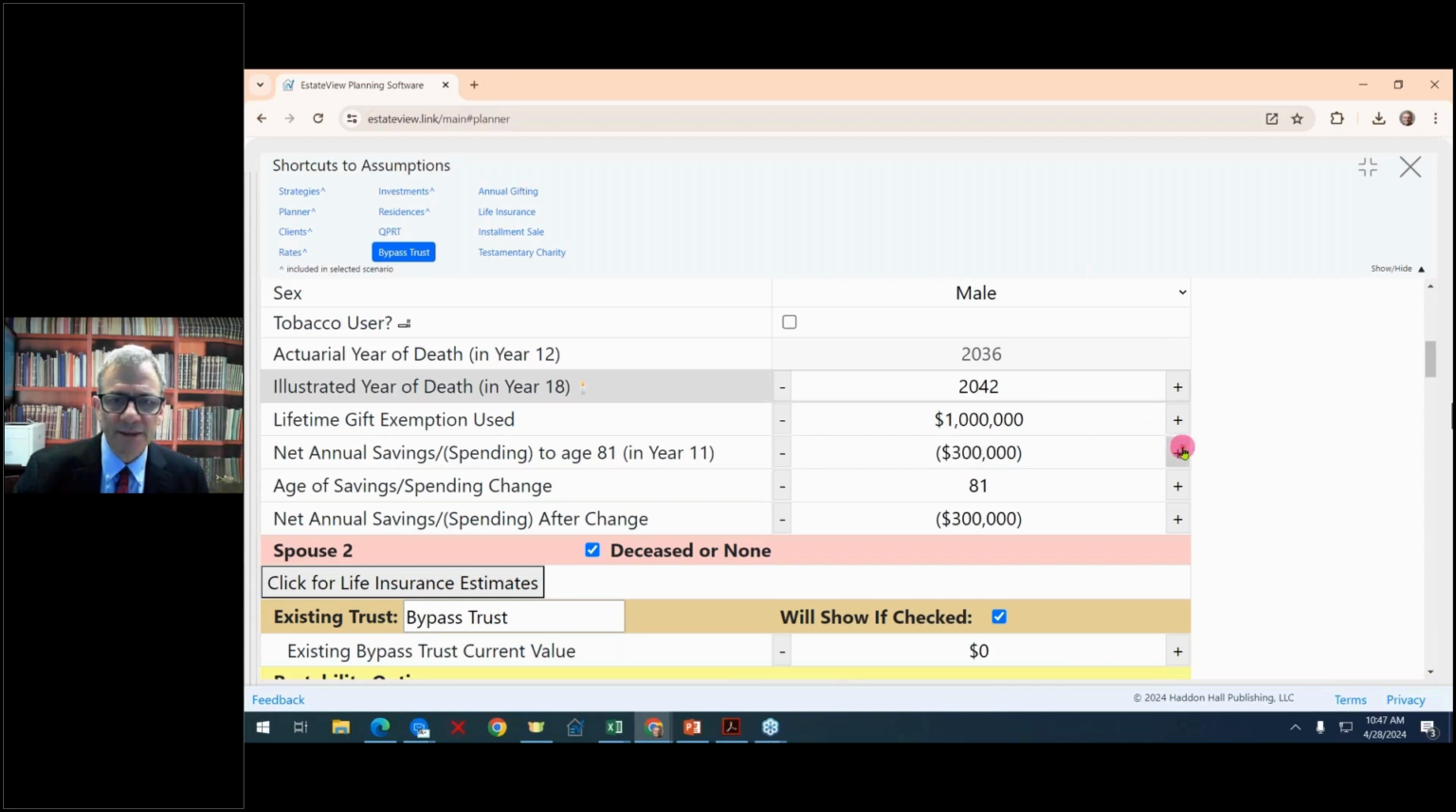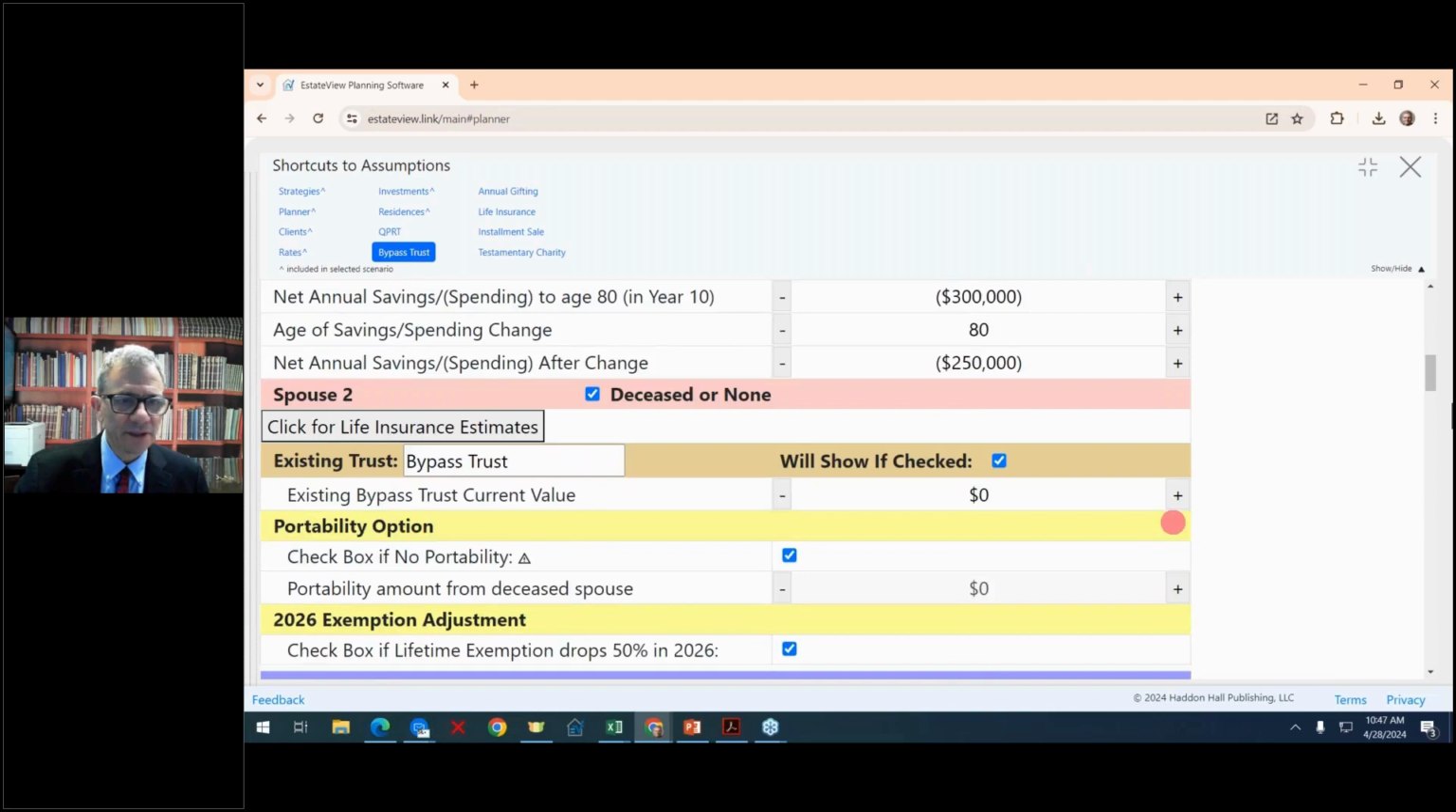let's say, $300,000 a year until he reaches age 80. And then at age 80, his spending may slow down to $250,000 a year.